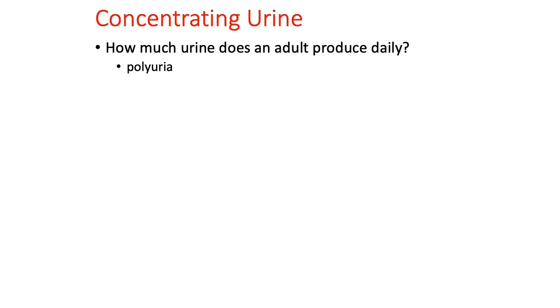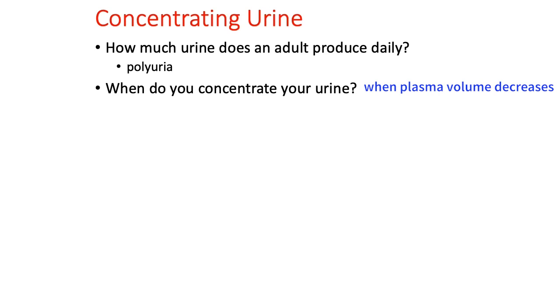Larger amounts of urine production is called polyuria. So if it is higher than 2 liters, an individual has polyuria. When do you concentrate your urine? You concentrate your urine when you are dehydrated or when plasma volumes begin to drop below normal.